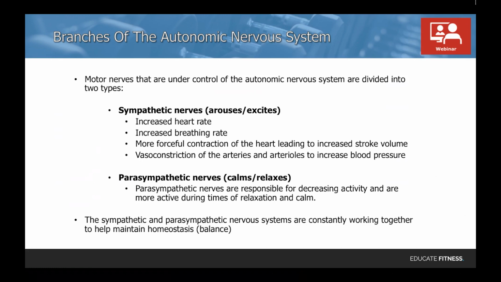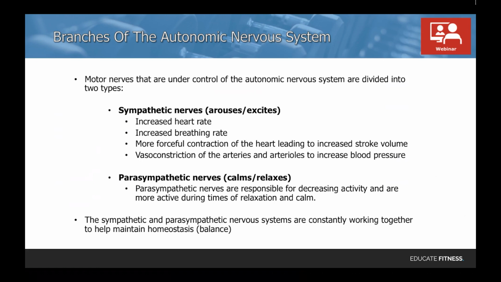Okay, so motor nerves that are under control of the autonomic nervous system are divided into two types. Remember, we had the exciting branch called the sympathetic branch, and we had the relaxing branch called the parasympathetic branch. The sympathetic nerves are there for creating action or exciting. Whenever the body needs to create action or excite the body, that branch is going to be predominant. That branch is the one that's mainly kicking in.